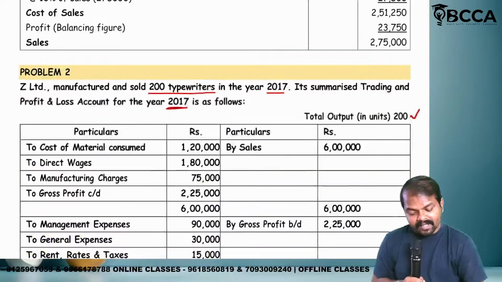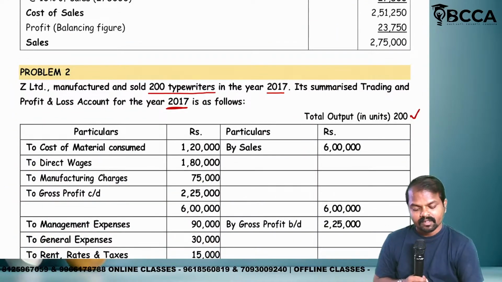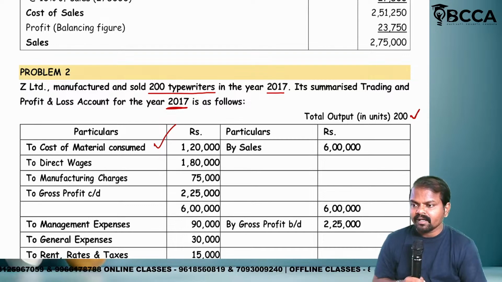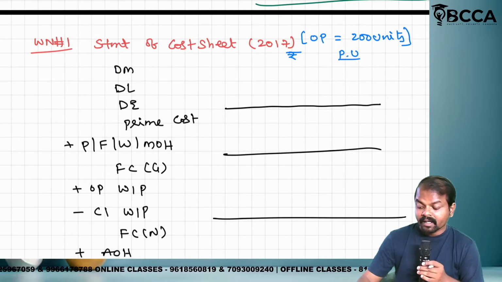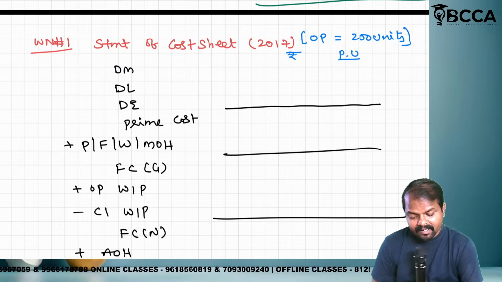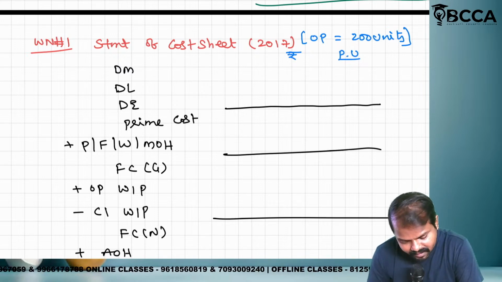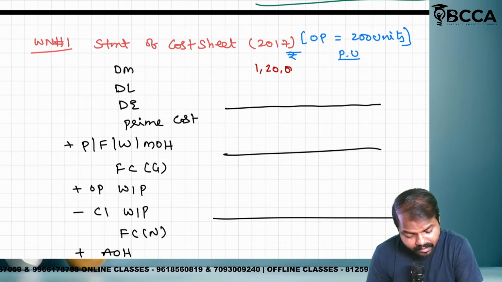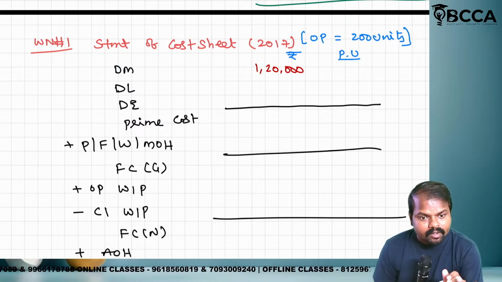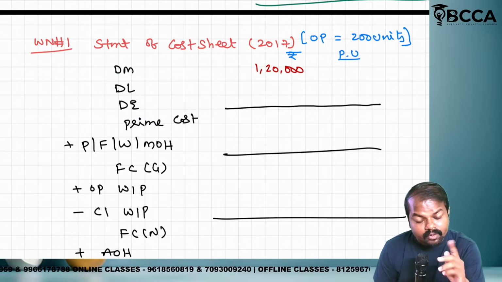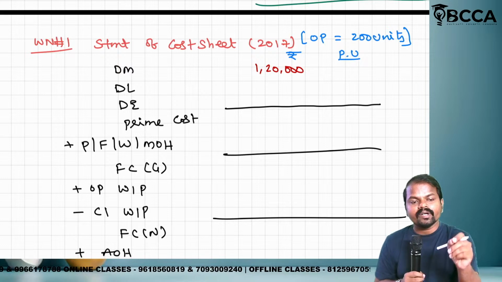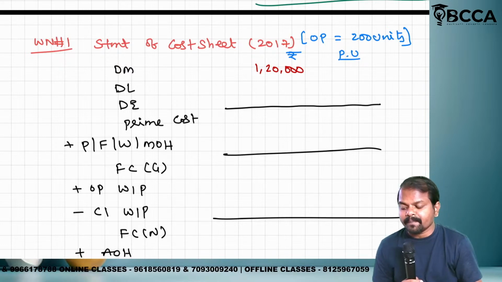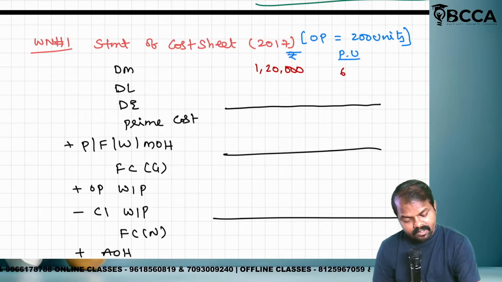What is the material consumption? It is directly given, 1,20,000. Is that for 1 unit, 2 units, 10 units or 200 units? Please take the calculator. 1,20,000 rupees divided by 200. What is the per unit? 600.